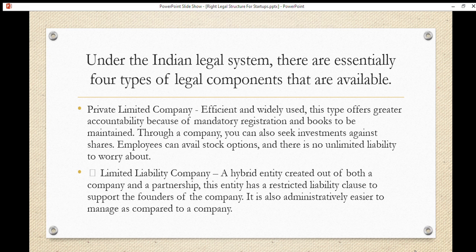One thing I forgot to mention about private limited companies is that they are different from their owners. It's written over here that there is no unlimited liability to worry about. It's different from its owners.